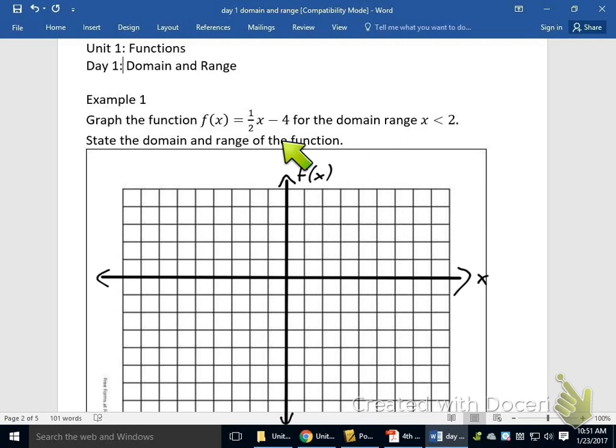I'm going to start out with example 1 here. I'm going to go ahead and graph the line 1 half x minus 4. That's a Math 1 review, really. And we're going to then apply this domain restriction that's sitting out here.